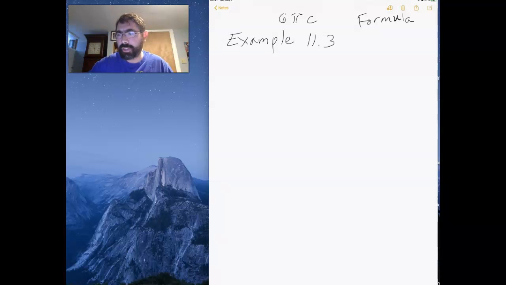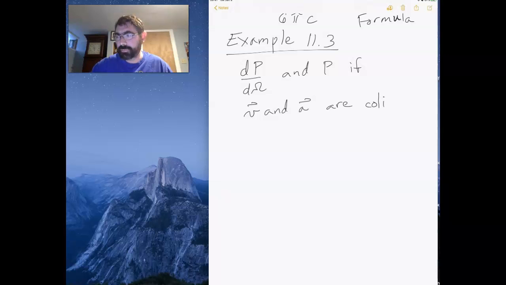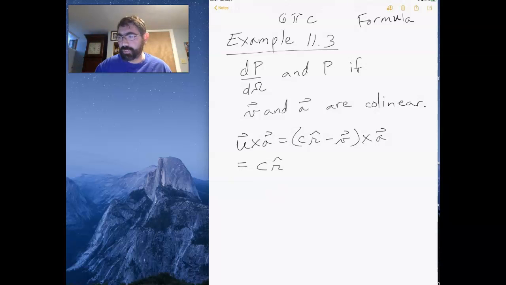So example 11.3 out of the book, which is, let's find the differential power and P if v and a are collinear. Essentially their vectors are pointing in the same direction. So that means that u cross a is going to be equal to (c r̂ minus v) cross a, which is c r̂ cross a minus v cross a. Now, if they're collinear, that's 0. So we get c r̂ cross a. Okay, that simplifies it a little bit.